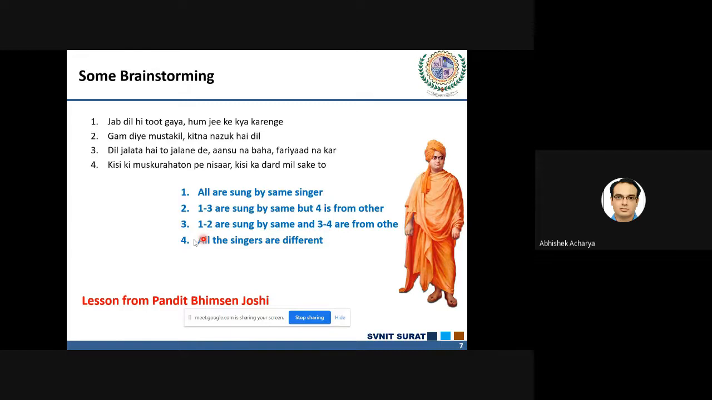So the correct answer was that songs number 1 and 2 are sung by the same singer, that is KL Sehgal sahab, and the third and fourth were sung by Mukesh ji. And in fact, I would like to discuss one very interesting fact here. Once this third song, Dil Jalta Hai To Jalne De, was played in front of KL Sehgal sahab, he was astonished, and he suddenly asked the person who played the song, when did I sing this song? He was not able to recall whether this song was sung by him or not. So much imitation was there in the voice of Mukesh and KL Sehgal sahab.